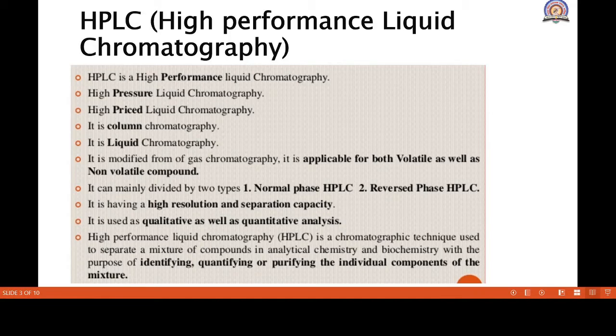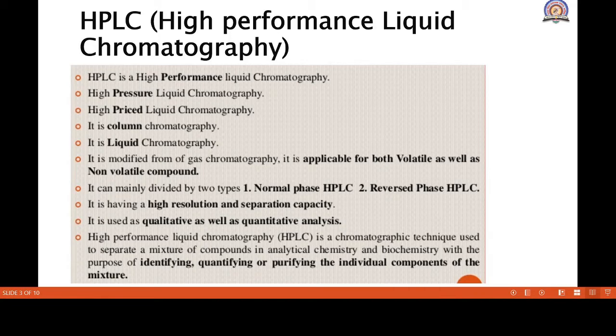It is used for quantitative as well as qualitative analysis. Qualitative and quantitative analysis means what? In quantitative analysis we find out how much amount is there, and qualitative means what is present in that sample. High performance liquid chromatography is a chromatographic technique used to separate the mixture of compounds in analytical chemistry and biochemistry with the purpose of identifying, quantifying or purifying the individual components of a mixture.